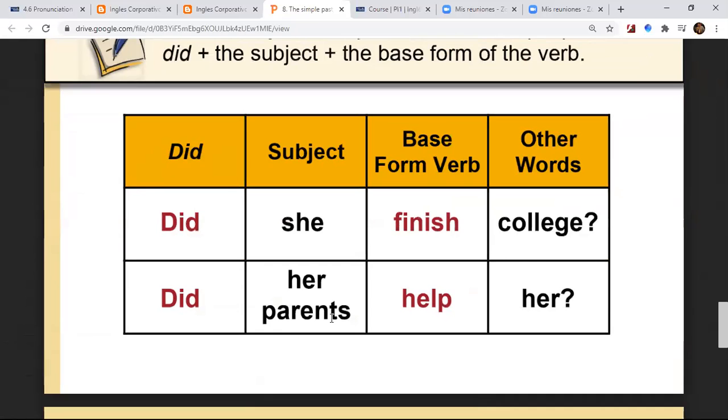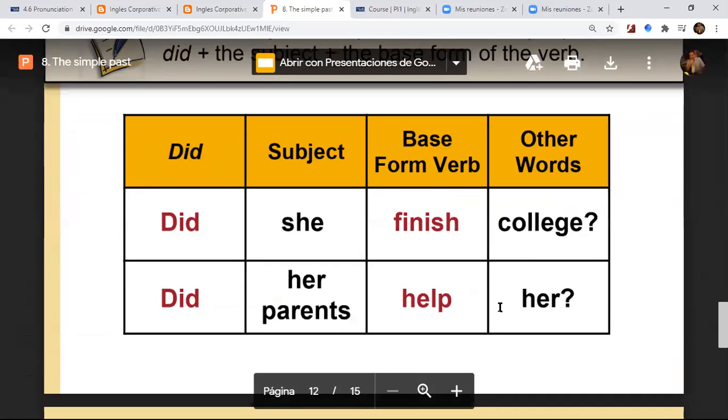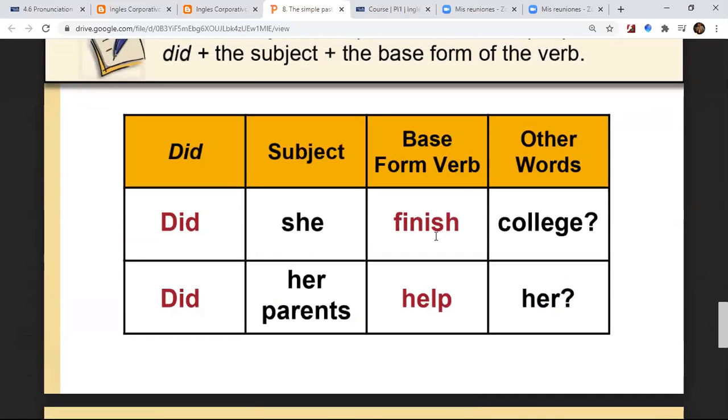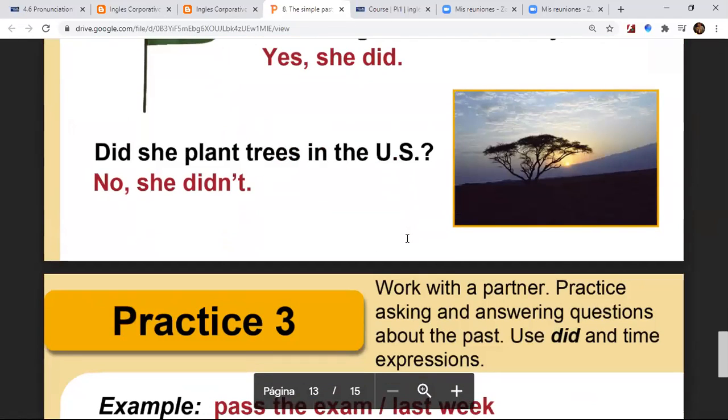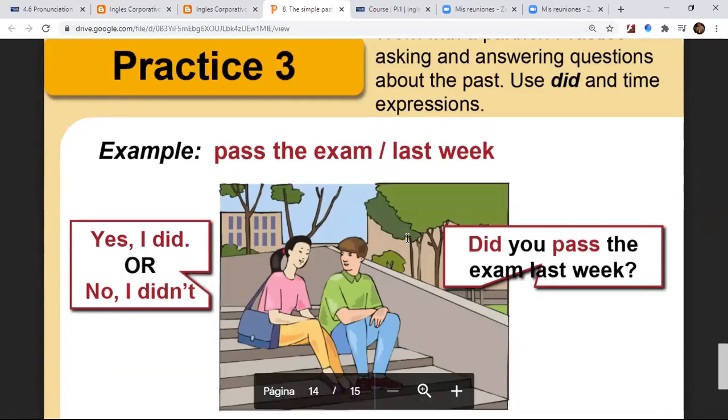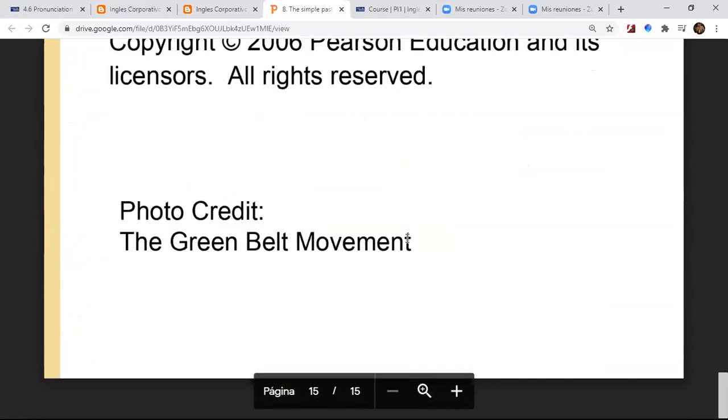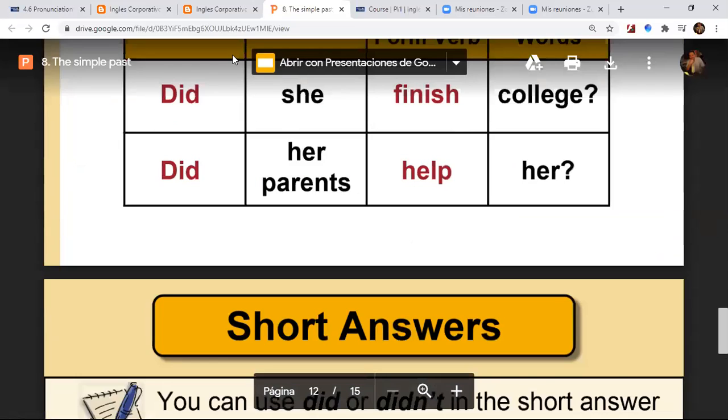Did she finish college? Did her parents help her? We use the auxiliary did, the subject, the verb that is in present, right, and the complement. Short answer, yes, I did, no, I didn't. Okay, and more and more practice, right?